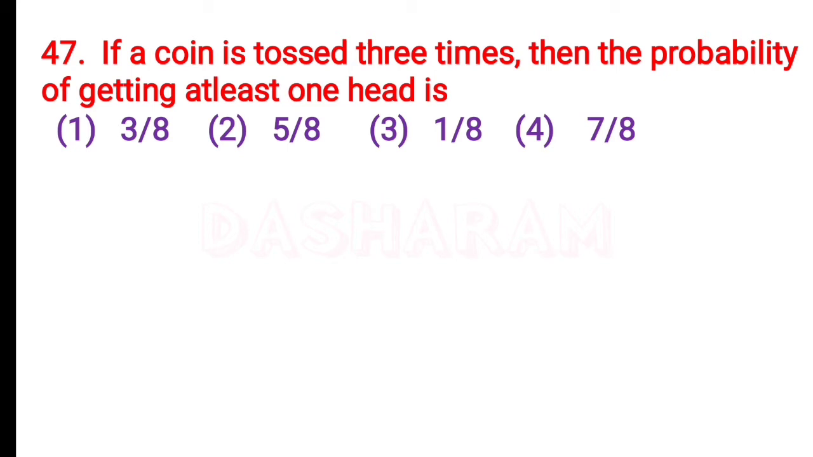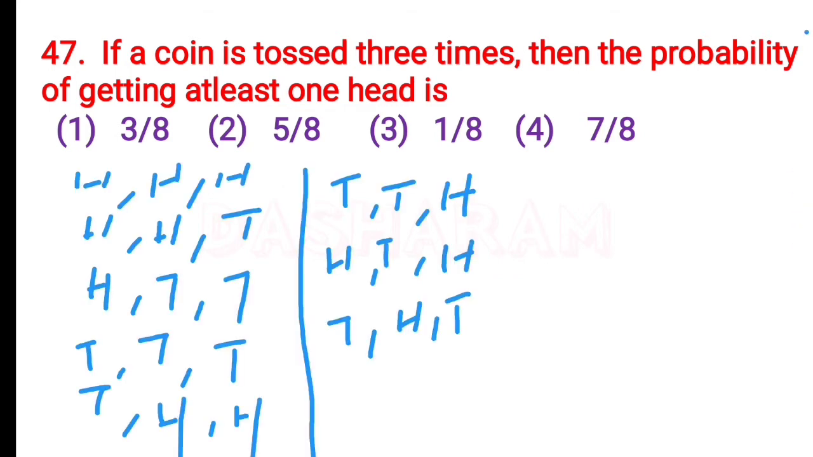Next, question 47: if a coin is tossed 3 times, then the probability of getting at least one head is. One thing you have to remember is that 3 coins tossed at a time or a coin tossed 3 times are both considered the same experiment. These are the 8 possible outcomes when the coin is tossed 3 times, and we also have a formula, that is 2 to the power of n, where n equals 3 times. So 2 to the power of 3 equals 8.